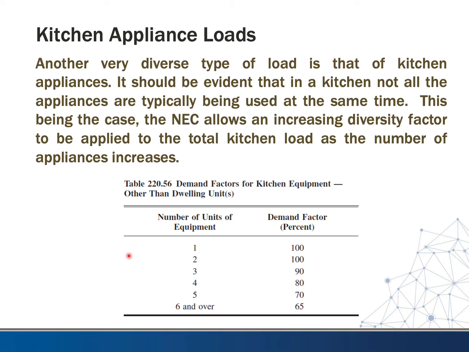But also, if a larger office building has a cafeteria, or a hospital sometimes will have a cafeteria, we can utilize these as well. And same with a hotel, a lot of times they'll have a small kitchen located in it. So just be aware we can apply these diversity factors. Of course, once you get to 6 and above, it tops out at 65% diversity, but you can diversify the total load by 65% in that case.